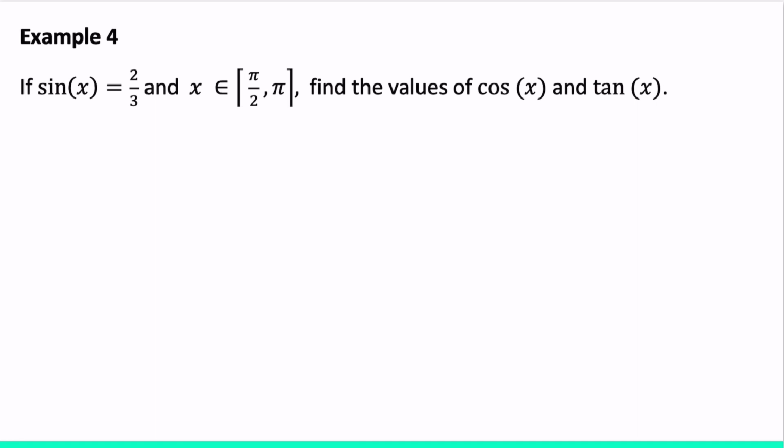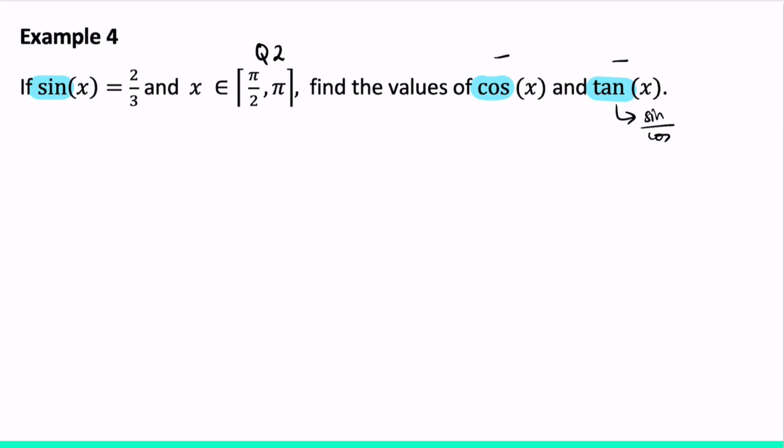Example 4, if sine x equals 2 on 3 and x is between pi on 2 and pi, find the values of cos x and tan x. So what I can see here is they've given me sine x and we need to find cos and tan. So just like before, we're trying to figure out what we have a relationship between. The first thing I can see is I've got sine and I've also got cos. So I'm already starting to think of our original identity, which is between sine and cos. And then to get tan, well, tan's pretty easy if you've got sine and cos because tan will just equal sine on cos. The other thing to consider is that x is between pi on 2 and pi, which means it is in quadrant 2. And we need to consider that both cos and tan are negative in this quadrant.